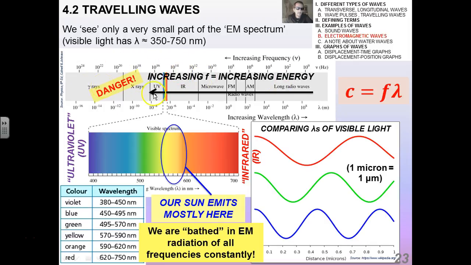I have this little word here, danger. It's because ultraviolet, X-rays, and gamma rays can actually cause cancer in living cells because they ionize atoms inside those cells, because they have enough energy to do so.